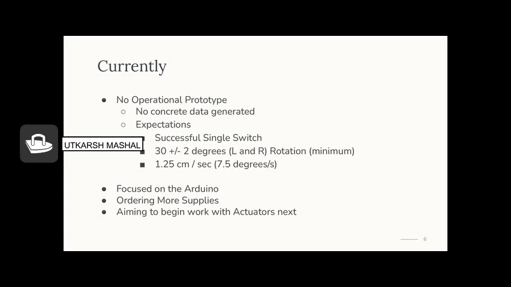So currently we haven't created an operational prototype, so we haven't obtained any concrete data just yet. However, based on the customer key requirements we talked about, we do anticipate collecting this data. More specifically, for the single switch, we hope to successfully integrate it so that 1 click moves it in one direction and 2 clicks moves it in the other. For rotation, we aim to achieve a 30 plus or minus 2 degree left and right rotation. And for speed, we hope to achieve a 1.25 centimeter per second or 7.5 degree per second speed.